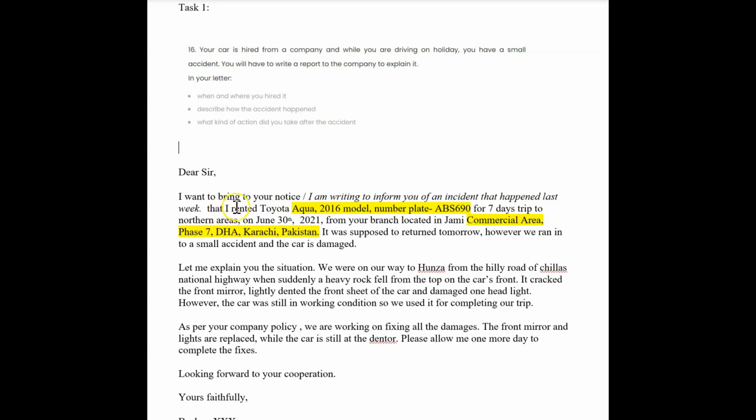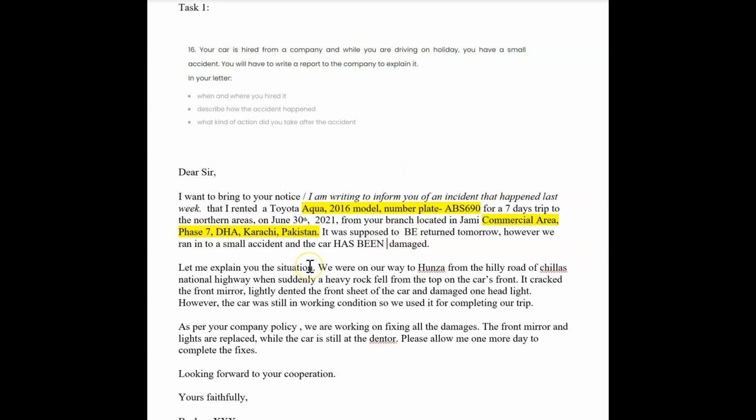And then here, I rented a Toyota. You need an article there. But for 7 days, for a 7 days trip, another article. To the northern areas, another article. Watch out, from your branch. Okay, it was supposed to be returned, this is a passive infinitive, tomorrow, but we ran into a small accident and the car has been damaged. So a lot of little things there, but they're very important on points: articles, and the tenses, passive verb, and then present perfect here.